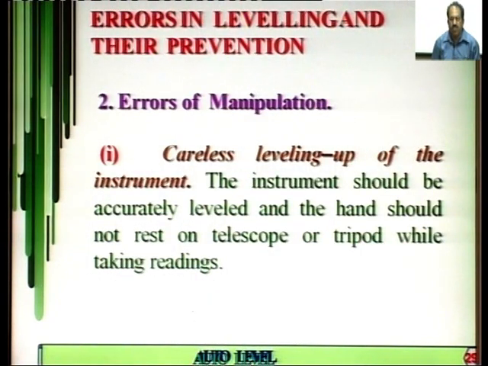Second is errors of manipulation, careless leveling up of the instrument. The instrument should be accurately leveled and the hand should not rest on the telescope or tripod while taking readings. We have got such a nature that we keep our hand on the tripod or on the telescope. This is a very bad habit and we should all avoid it, because it can cause errors in our leveling.